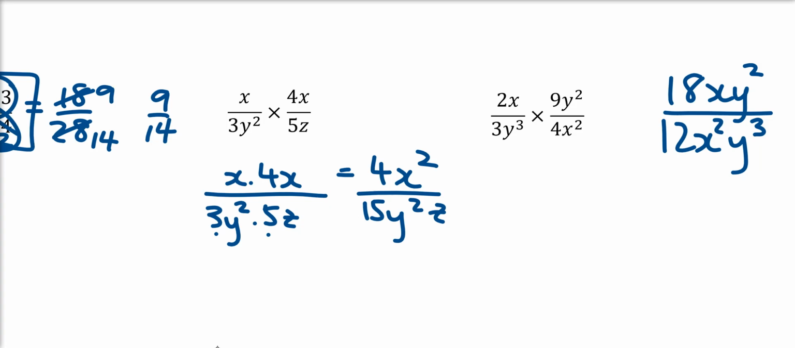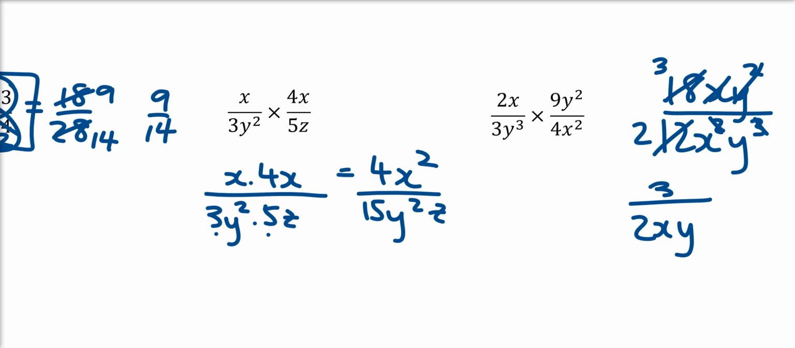I have 12x squared y cubed. Now, hopefully you can look at that and go, right, I need to simplify that, eh? So 6 goes in there 3 times, 6 goes in there twice. There are more x's on the bottom by 1. There are more y's on the bottom by 1. So that answer is going to be 3 over 2xy. Can you see that? It's the same as the numbers, but done with letters.